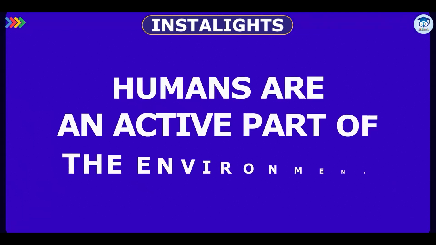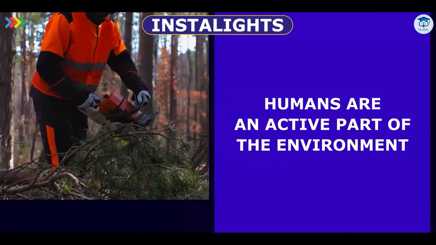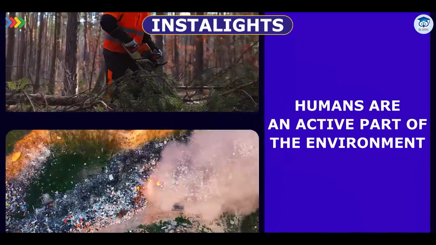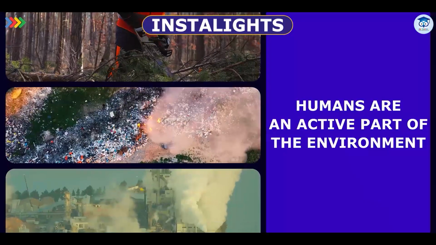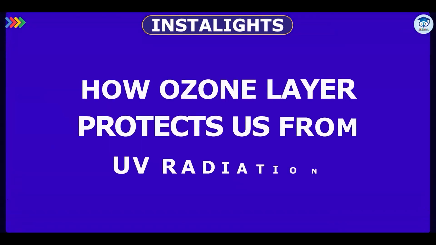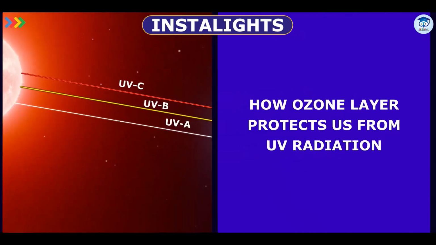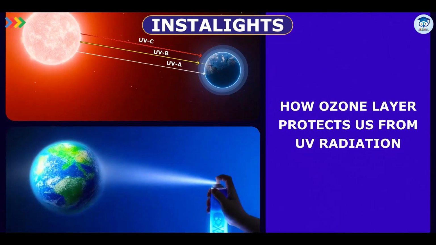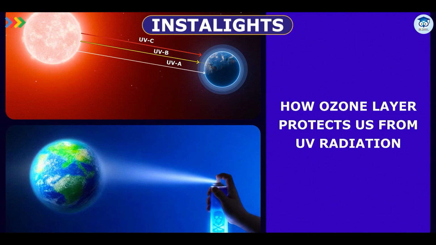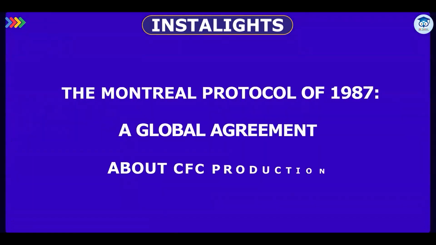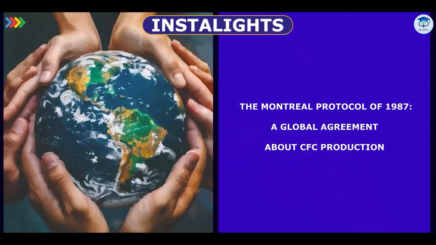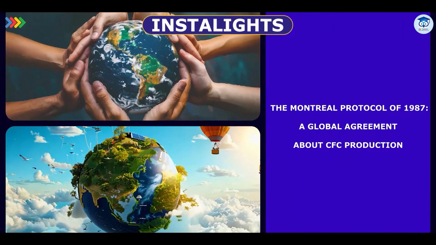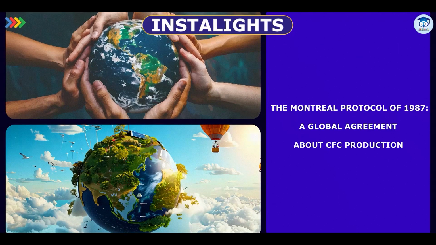First, we understood that humans are an active part of the environment and our actions directly affect it. We then explored how the ozone layer protects us from the UV radiation and how harmful CFCs have damaged it by thinning the ozone shield. Next, we learned about the Montreal Protocol of 1987, a global agreement that successfully phased out CFC production.